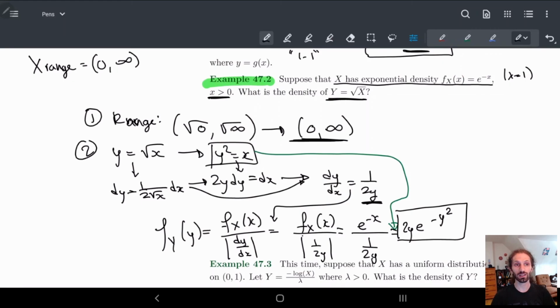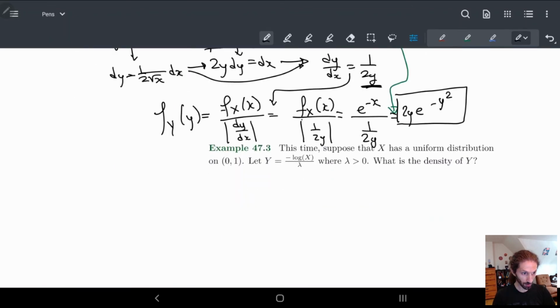So let's actually look at another quick example to see another way of doing this. Actually, no, we'll pause the recording since cars are honking at me. And we'll look at the next example in the next video.